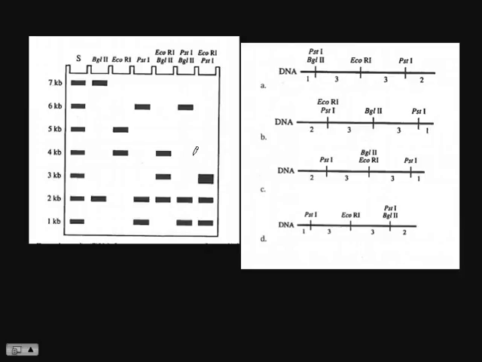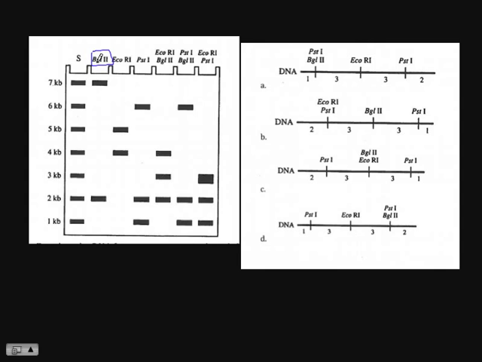Oh, yeah. So this is the example of how to interpret the restriction and the mapping result. On the left is the agarose gel. These are all the same sample for simplicity. On top of each well, each lane, this is a lane, and that's a well where the DNA is loaded.